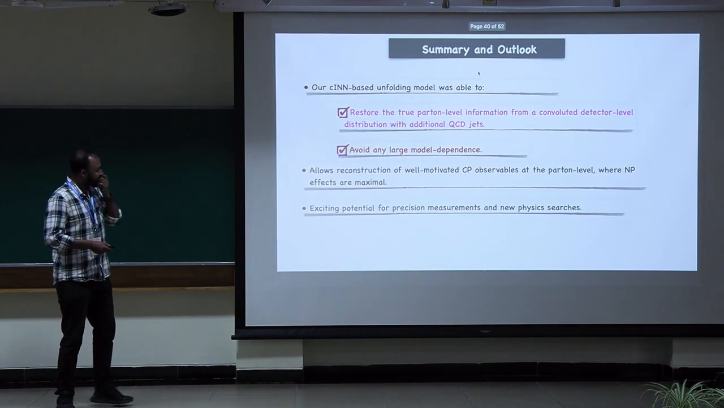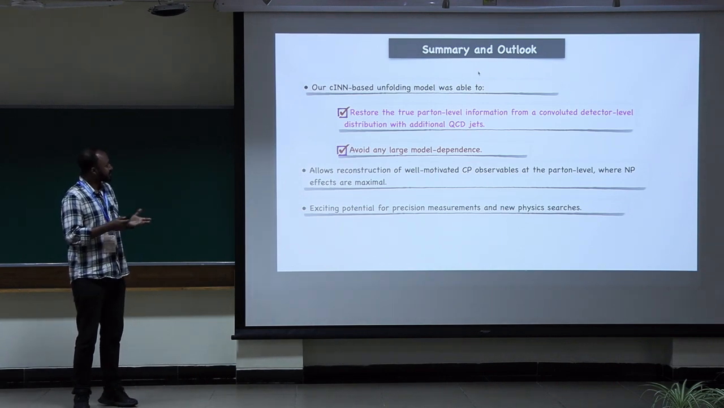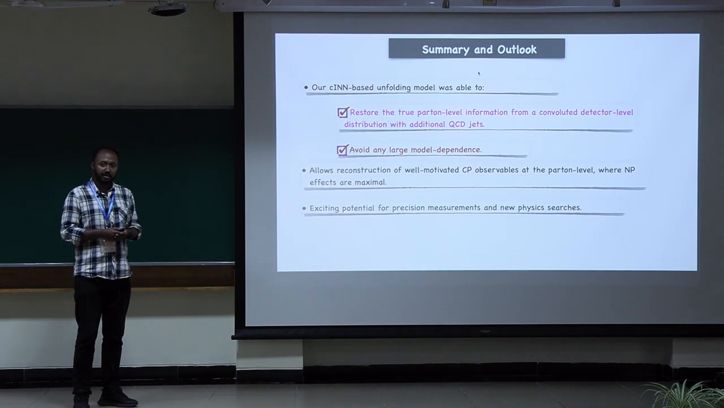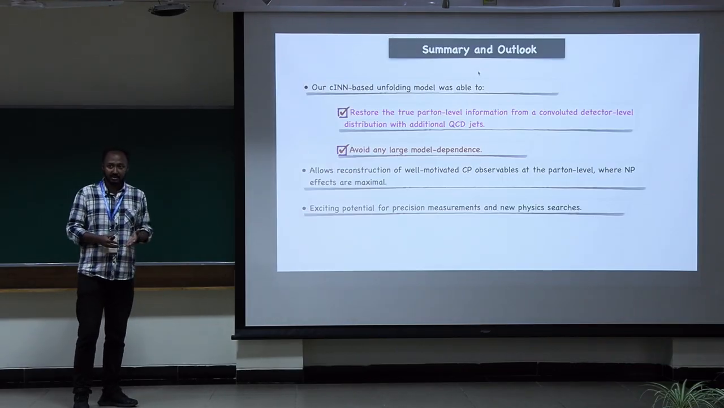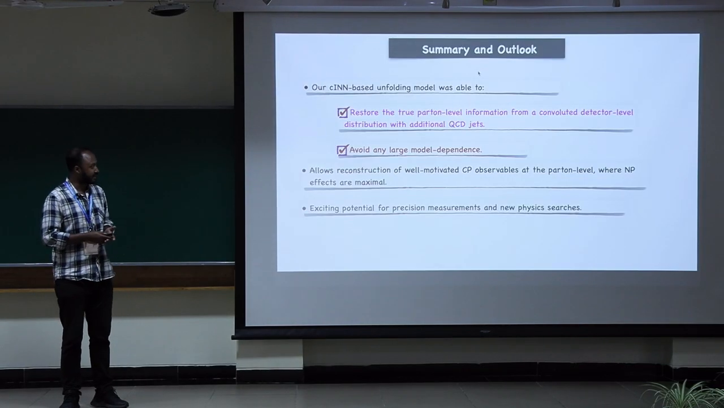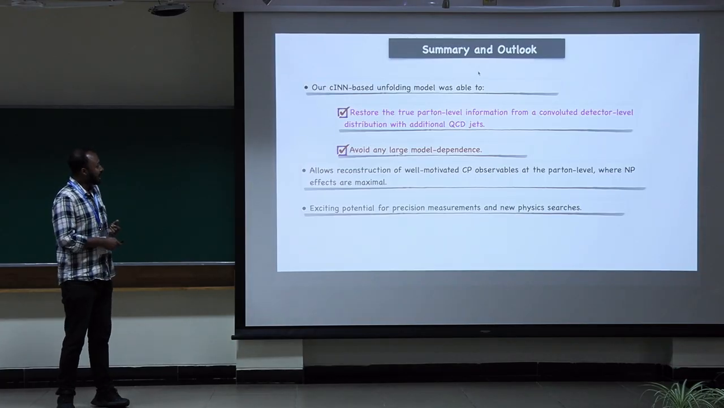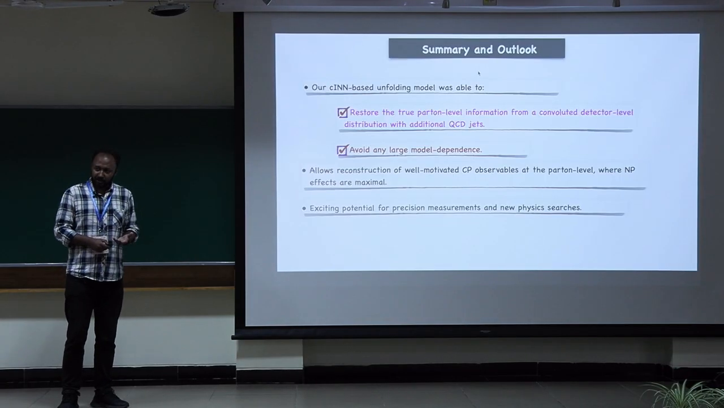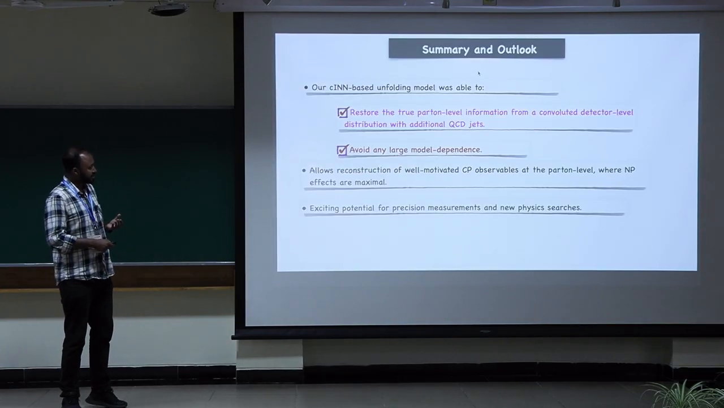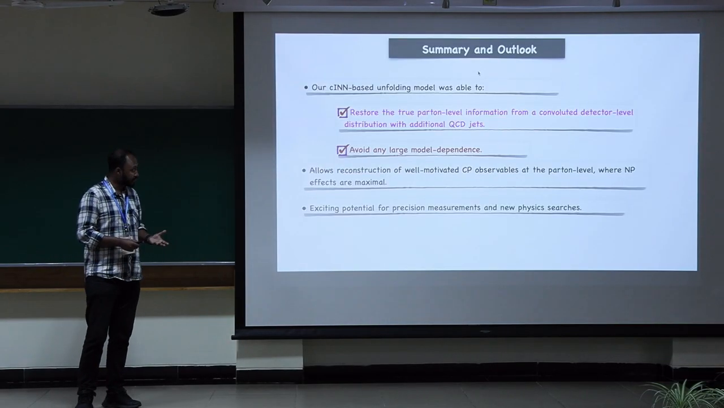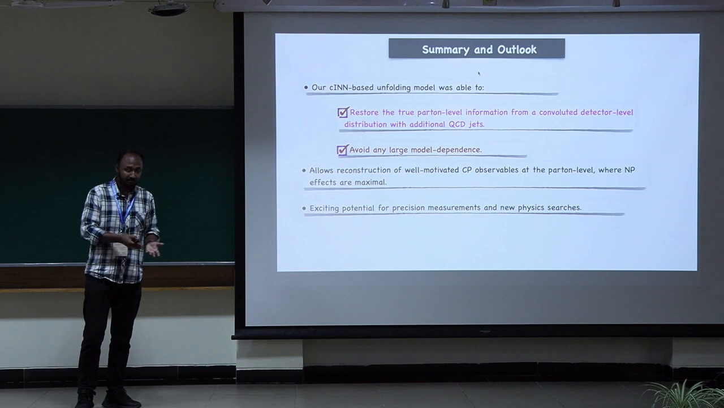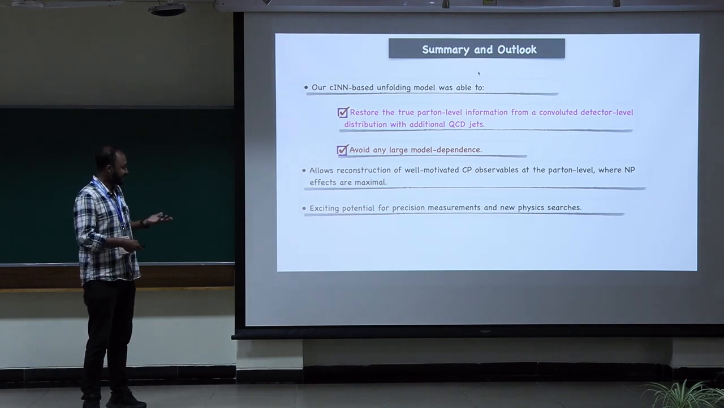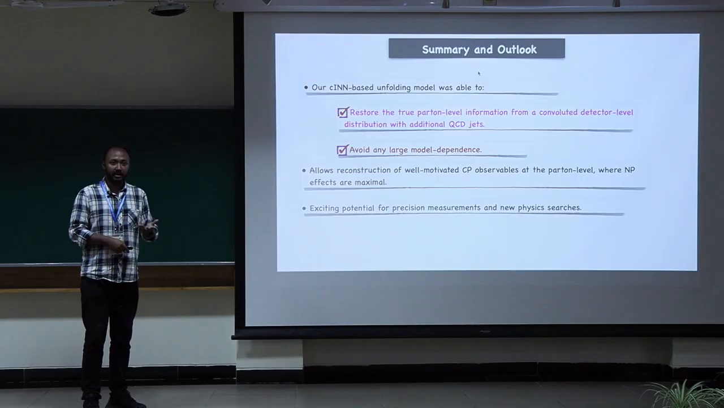And with this I conclude my talk. To summarize, we see that the CINN based unfolding model was able to restore the true parton level information to a good extent from a convoluted detector level distribution with additional QCD jets. And of course, there are certain biases and uncertainties which still need to be improved. It also avoids a very large model dependence, and it allows the reconstruction of various well-motivated CP observables at the parton level where the new physics effects are maximal, and this allows us to compare the hypotheses at the parton level. And it provides an exciting potential for precision measurements and new physics searches in the era of high luminosity runs.